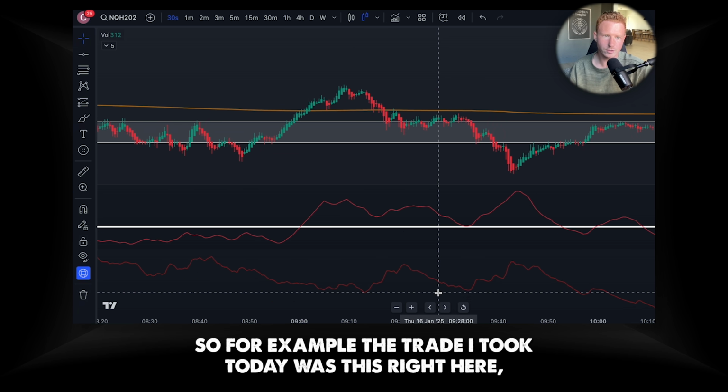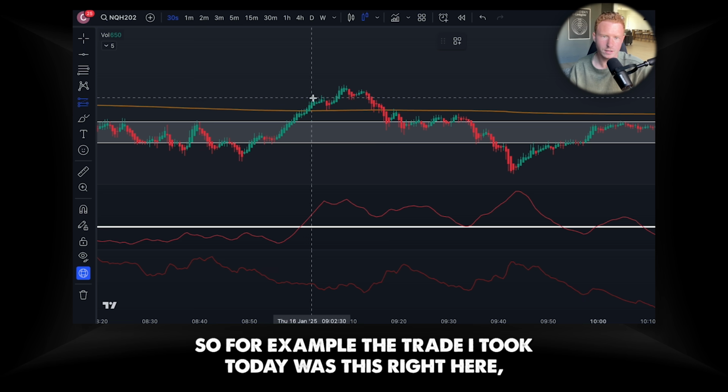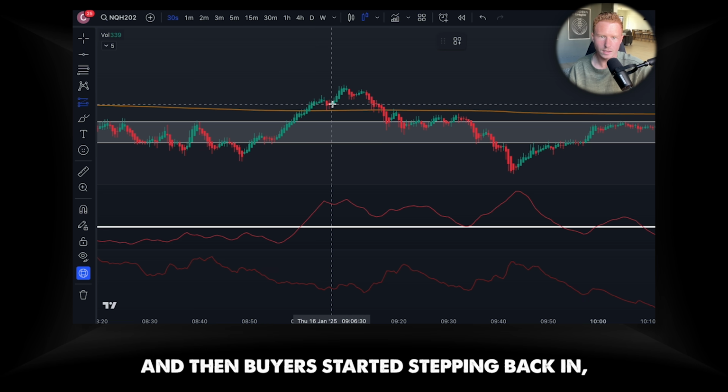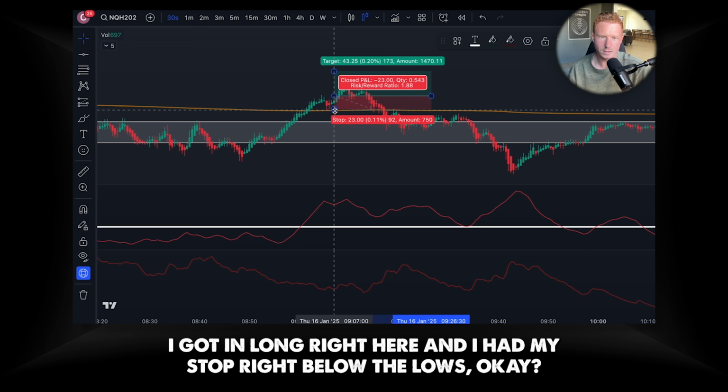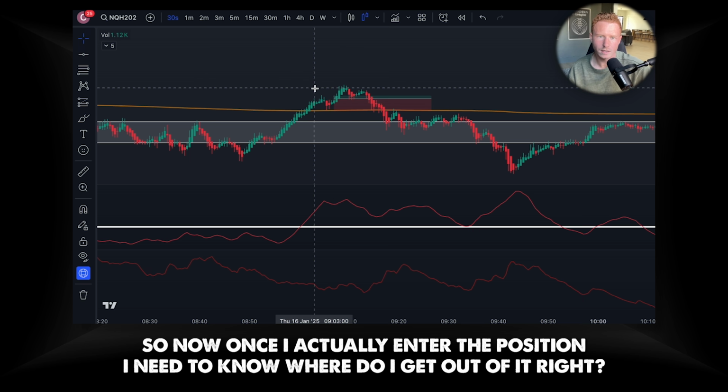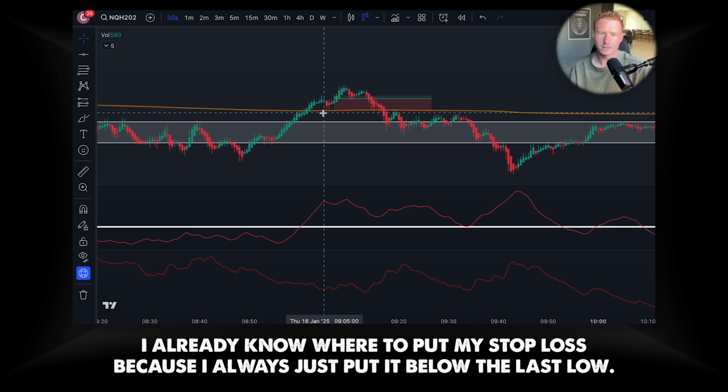So for example, the trade I took today was this right here. As you can see, we got an imbalance of buyers, and then we got a light pullback, and then buyers started stepping back in. I got in long right here, and I had my stop right below the lows. Okay, so now once I actually enter the position, I need to know where do I get out of it. Right, I already know where to put my stop loss because I always just put it below the last low.